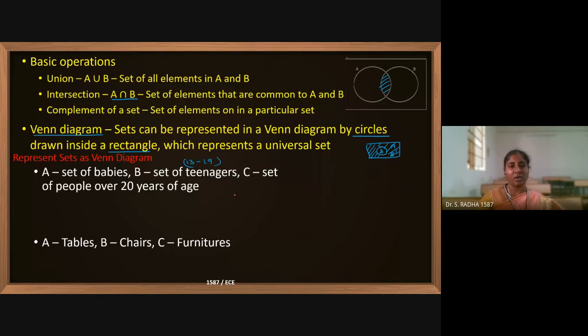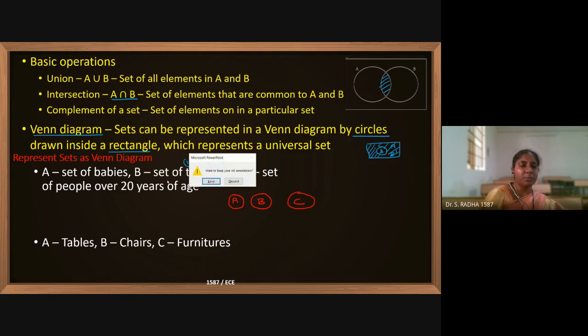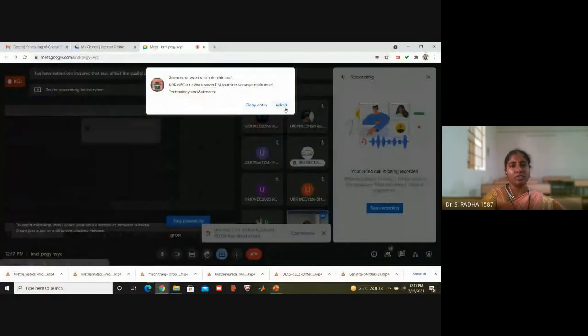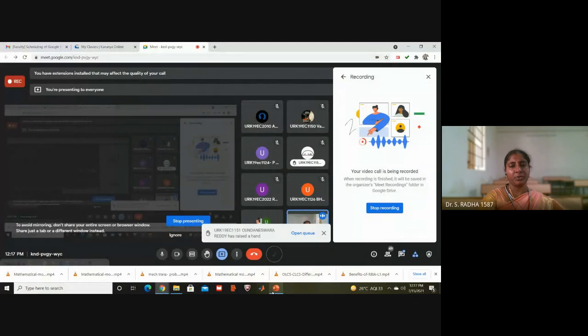So coming to the Venn diagram, this is set A, babies. This is set B, teenagers. This is set C, people whose age is about 20 years. So these three subsets are independent of each other.